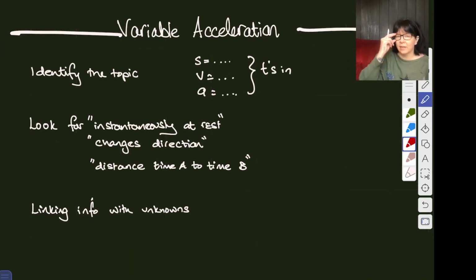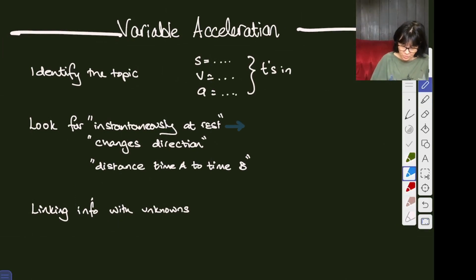Instantaneously at rest is a piece of information that we need to translate. When it says instantaneously at rest, what we're going to change that to, and the thing that we're actually going to use, is the velocity is 0. So instantaneously at rest, velocity is 0, and actually change direction is the same.